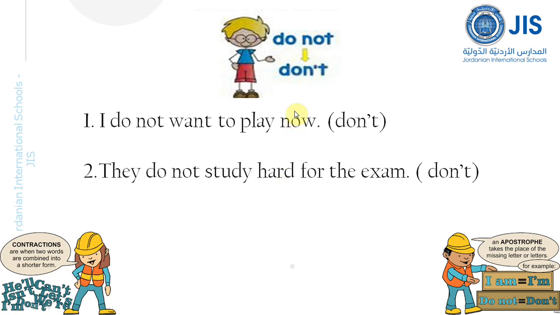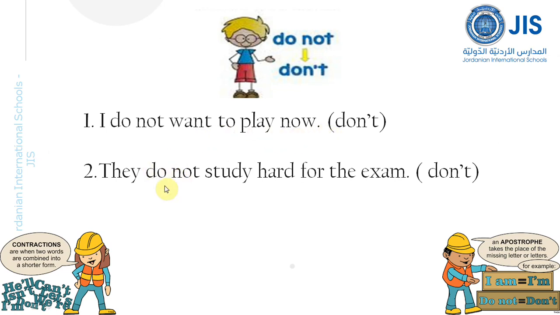Let's see these two sentences. Number 1, I do not want to play now. So in order to make them one family or join them together, I have to remove the O and add an apostrophe instead, and then combine them together. So it's don't. So the whole sentence will be, I don't want to play now.